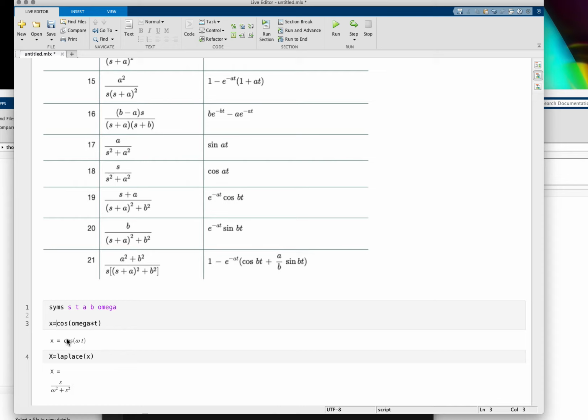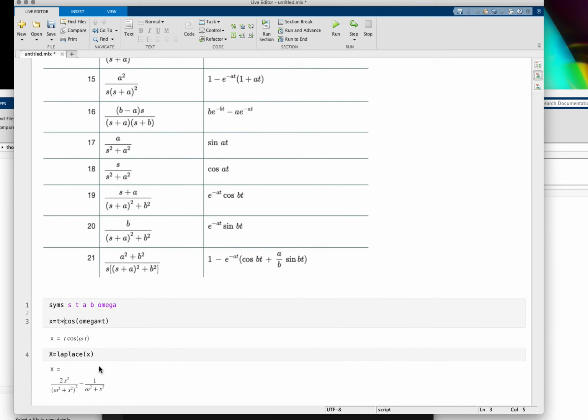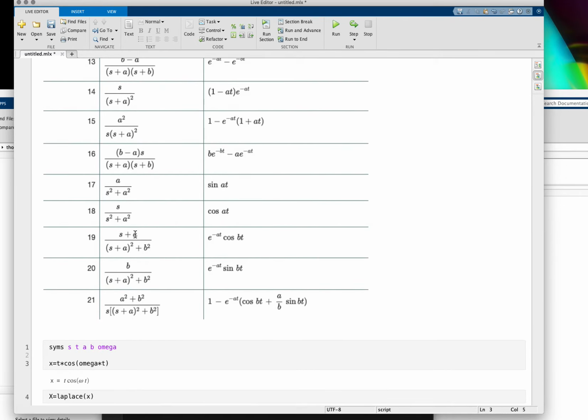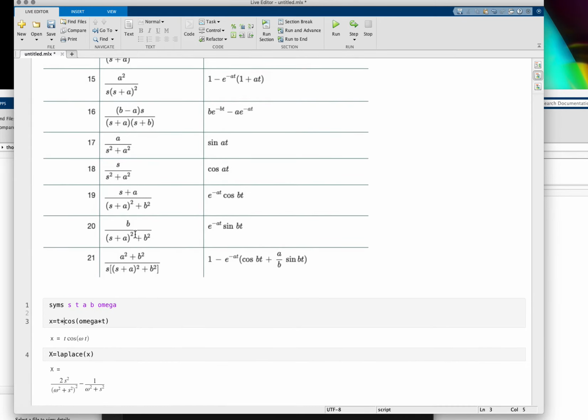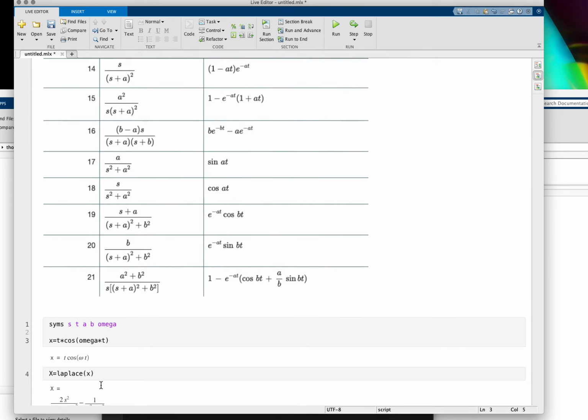What do you suppose would happen if I multiply by t? I run this, and what I see is I get a couple of terms here. I guess that pair doesn't show up in the transform table. I thought I was going to be able to match that with something in the table, but it doesn't match. But the point is, if you wanted to multiply t times cosine omega t, you can use this to calculate the Laplace transform.